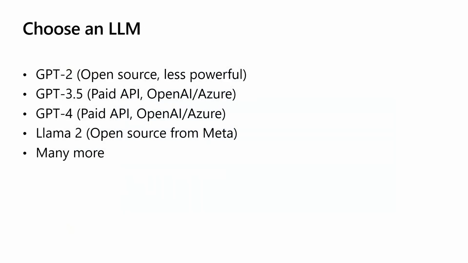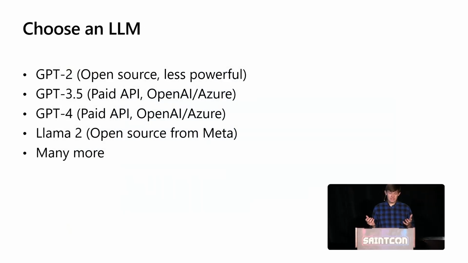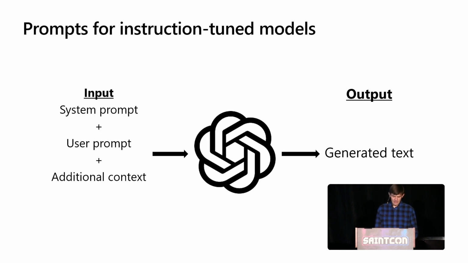But the first step, you've got to choose an LLM. There are lots of choices. The GPT models are really great. Llama 2 is really cool because it's open source. In this talk, I'm going to use examples using the Azure OpenAI API because that's what I have access to at work. But the principles are going to be the same, no matter what LLM you choose.